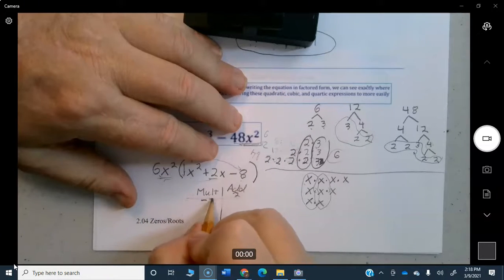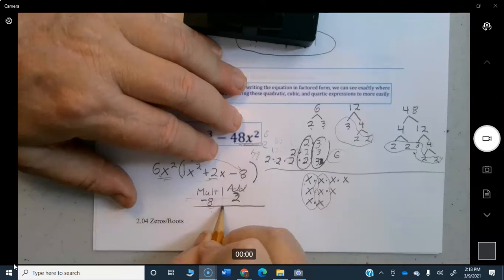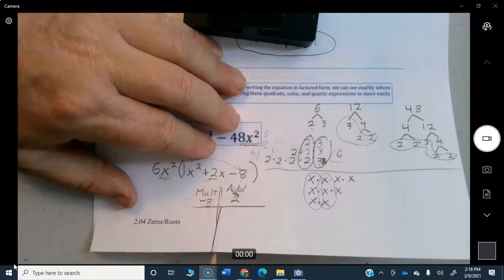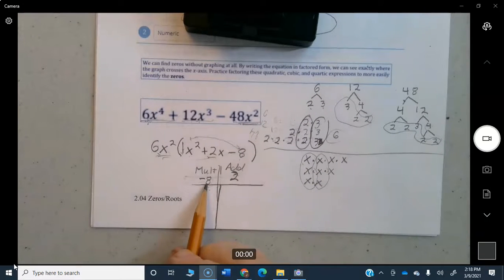Multiply to negative 8 and add to 2, and then the line goes down there. Okay. So I always start with: if they multiply to negative 8, one has to be negative and one has to be positive if they multiply to a negative number. If they add to a positive number, which they do, they add to positive 2, then the bigger of the two has to be the positive number. So I'm going to start with the smallest negative and the largest positive number I can.